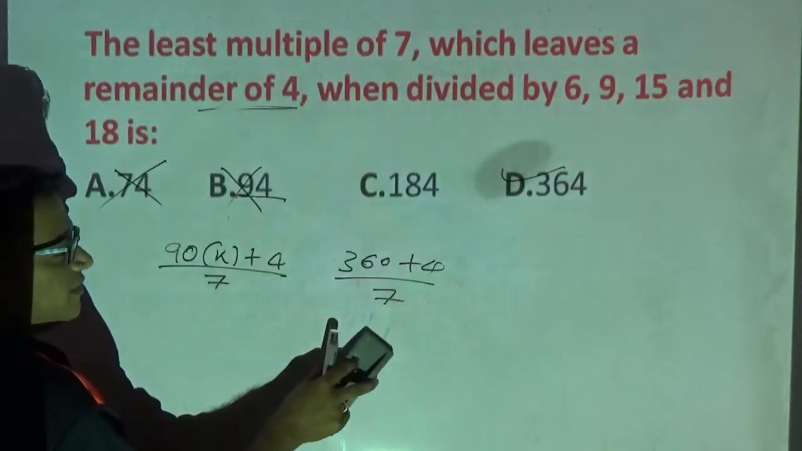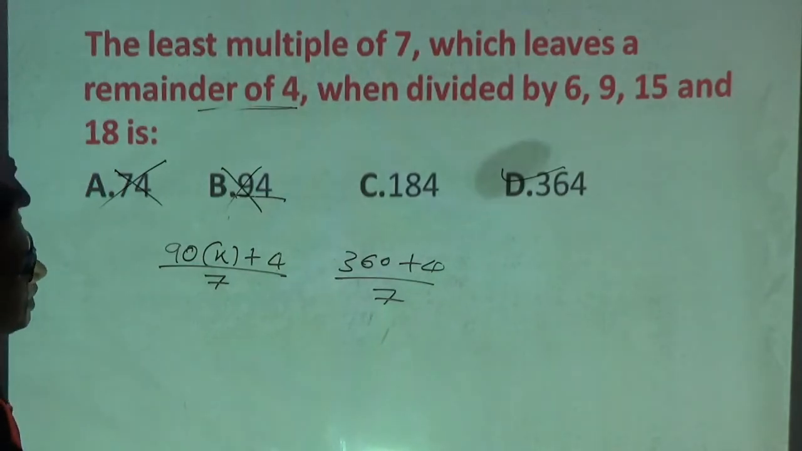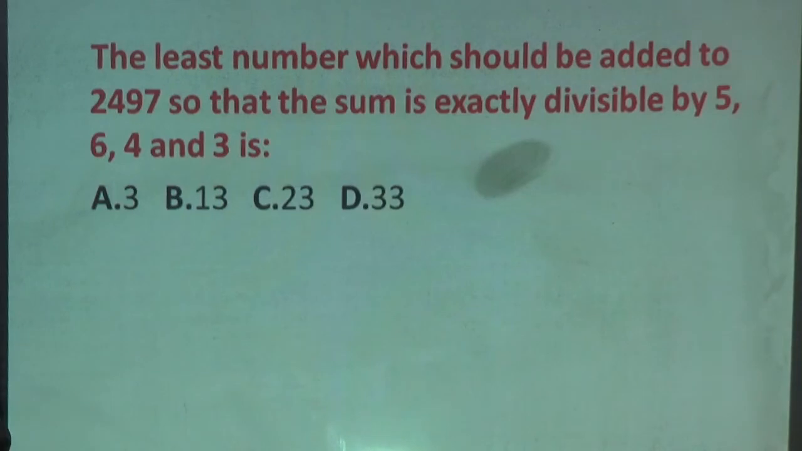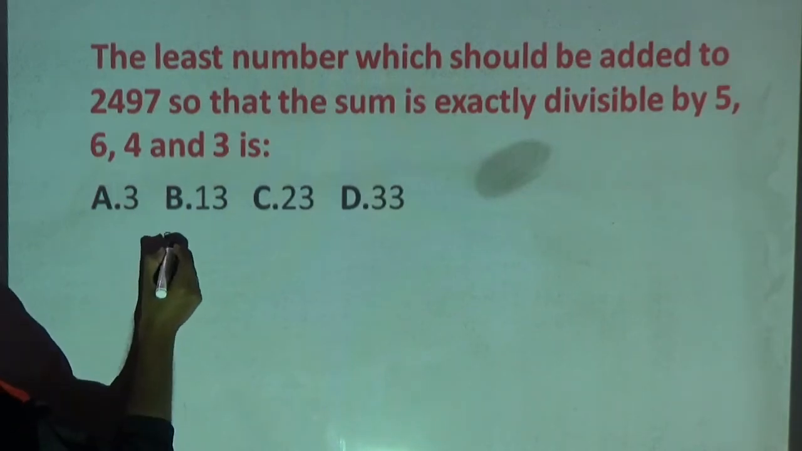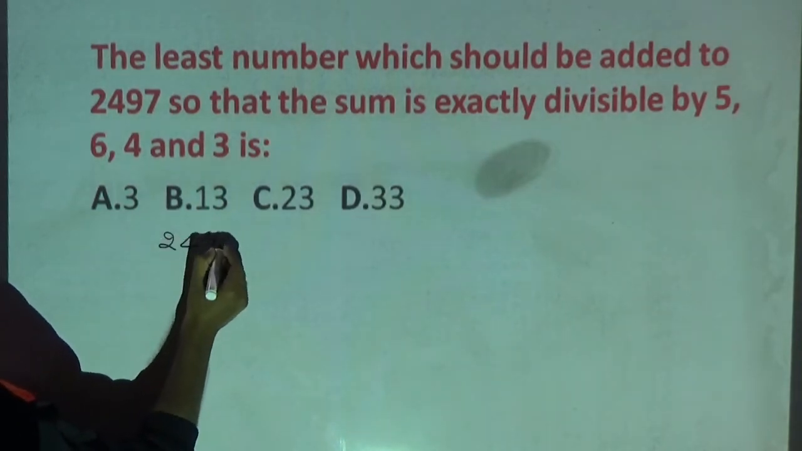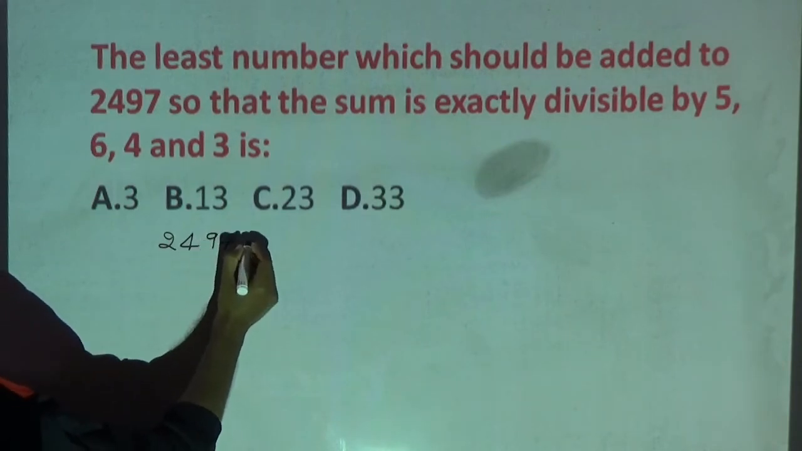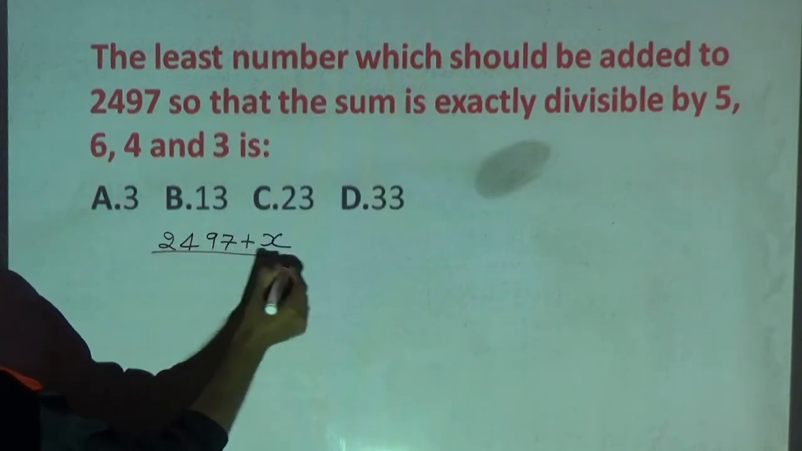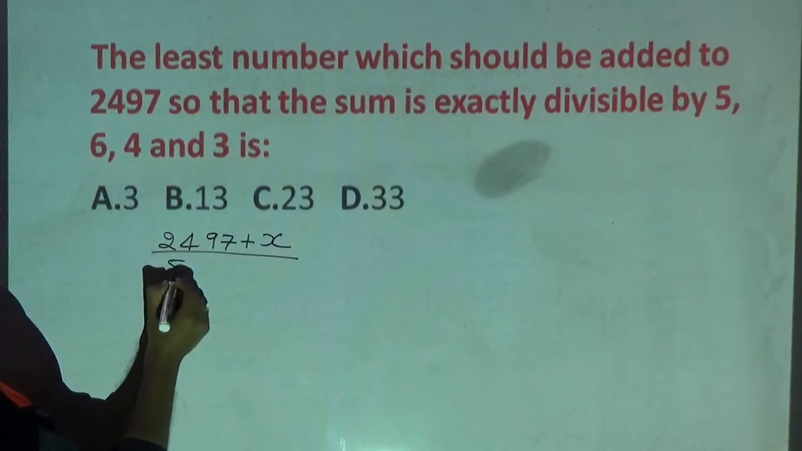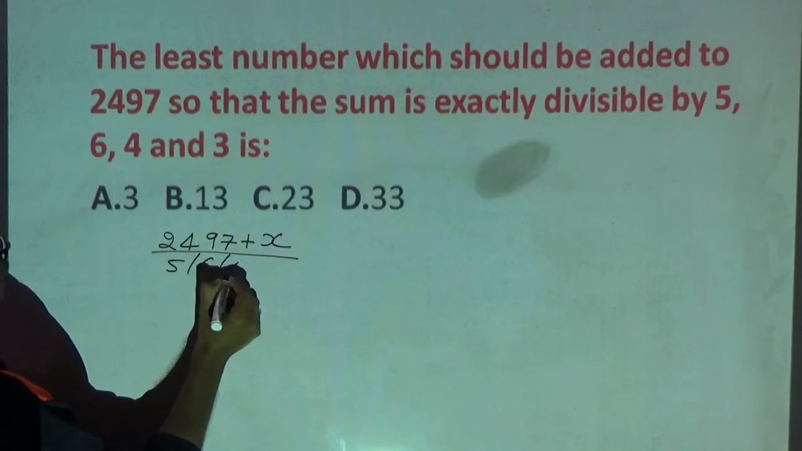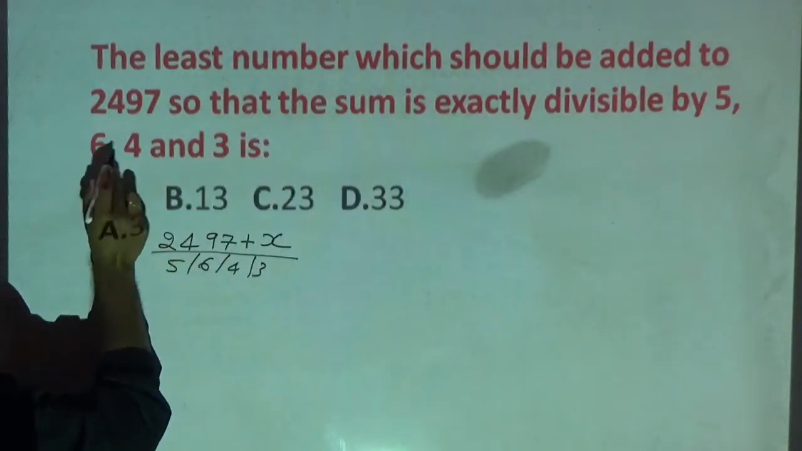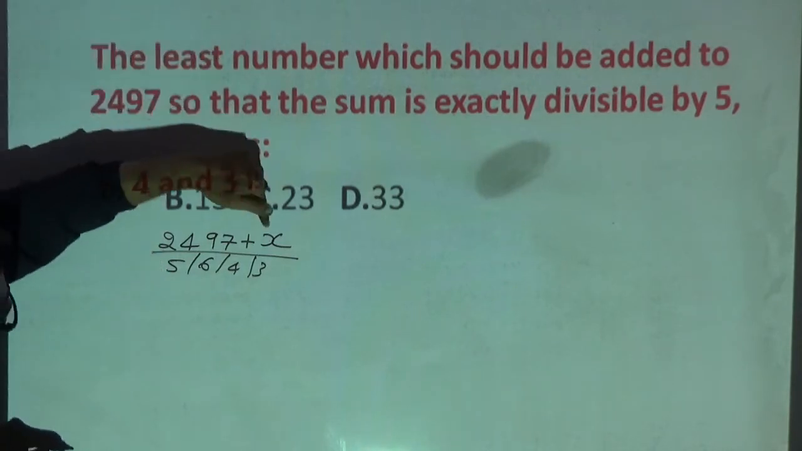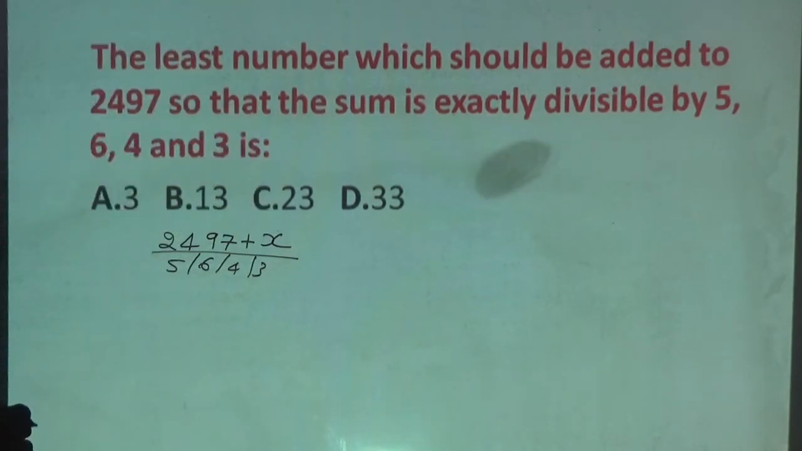That means when you divide by 7, it is completely divisible. Such a number they are asking. What should be your answer? 364. The least number which should be added to 2497. Okay. So initially it is not completely divisible. If I add something, then only it will be divisible by 5, 6, 4 and 3. Initially they are not divisible. They are asking for the least number which should be added. If I add something, then only it is divisible.